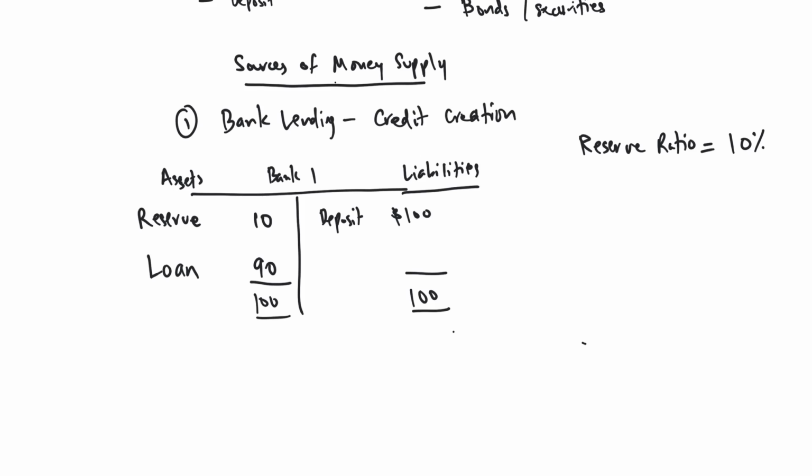But this story doesn't end here, because when this loan goes into the economy, somebody uses it. And when he uses it, let's say I take this as a loan and I then buy, let's say, sneakers with this money, and that sneaker shop owner then decides to put that money in his bank. Let's call this bank number 2.